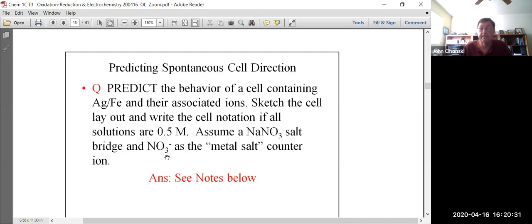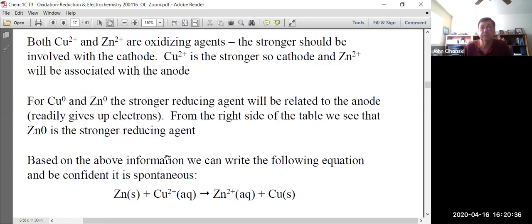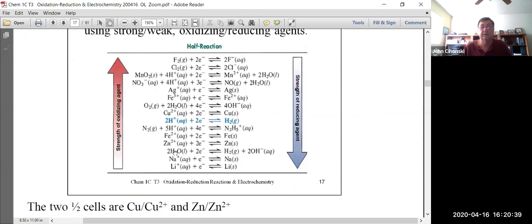Okay, now we have silver and iron. So let's go back up to our table here. Okay, so we have silver and iron. So let's start with that. Well, there's silver metal and there's iron. So what does that tell us? That tells us the iron solid should be the reducing agent, meaning it will be the anode. That would be the electrode that we would use in the anode, okay?